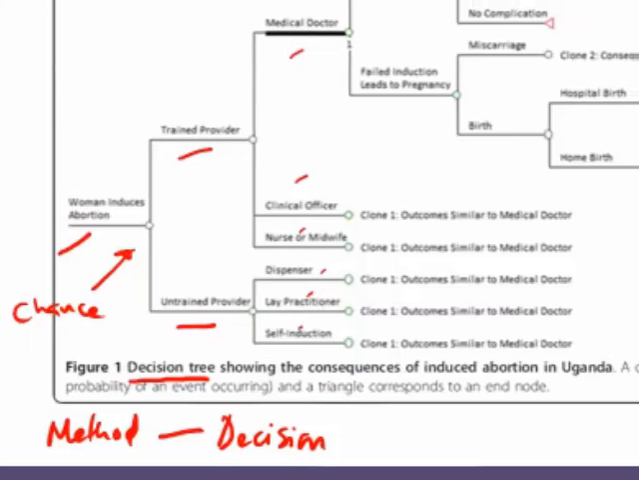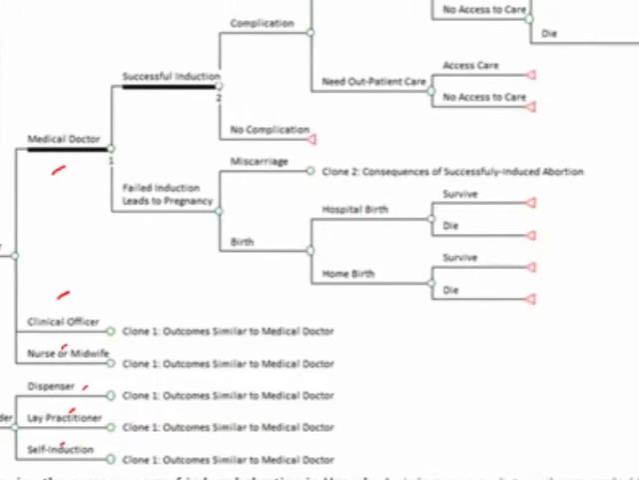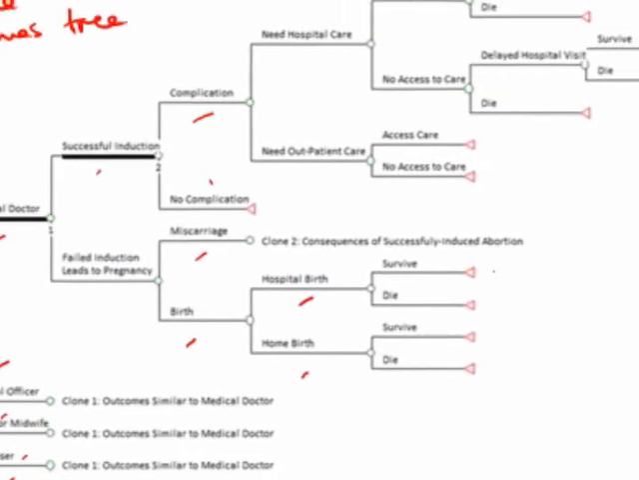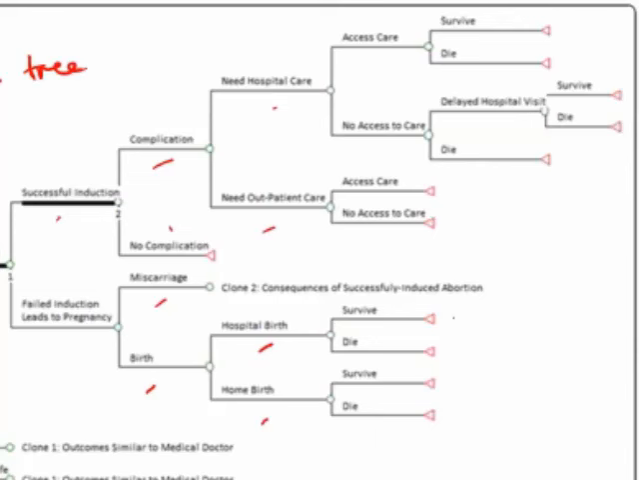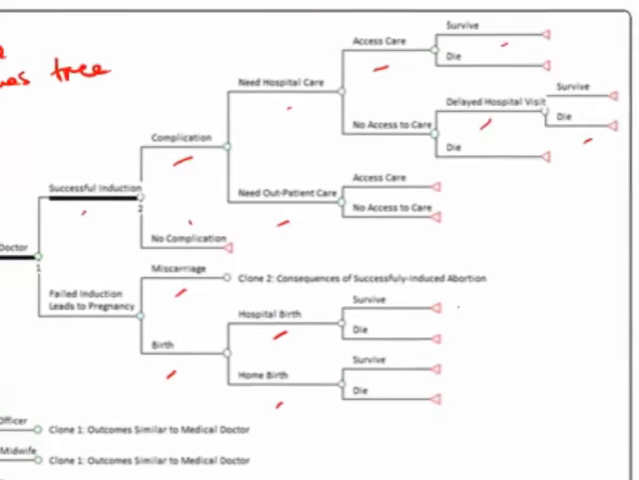If induction was successful, there could be a complication or no complication. If it failed, you could get pregnant and maybe miscarry or have a live birth, a hospital birth, a home birth, and then you have live and die. And you could have a complication and need hospital care or outpatient care. You get access to care, and depending on access, you get delayed hospital visits, and then you have survival and mortality. So this was the tree we used to organize the data.